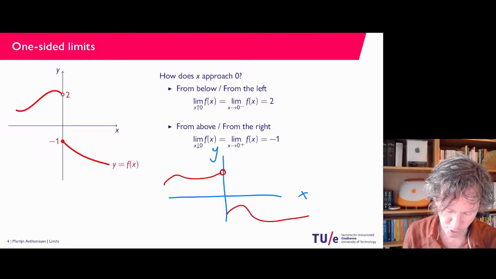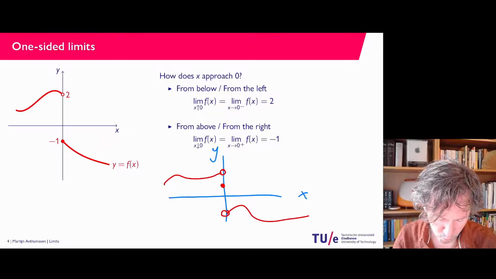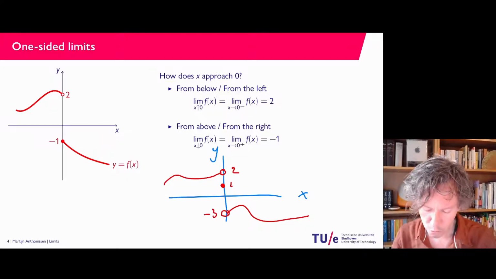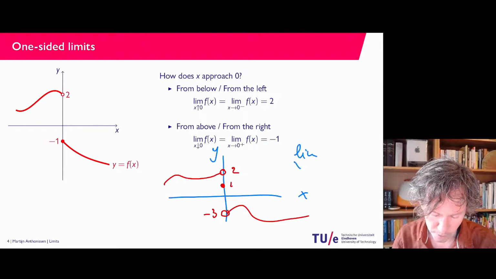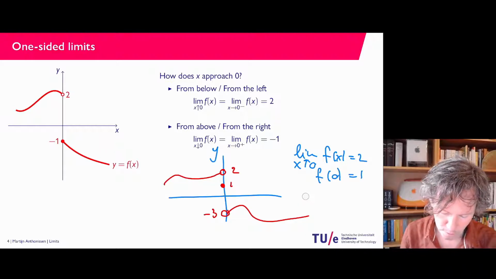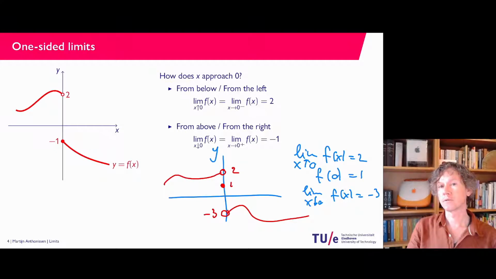Below, it does something else again, and also an open circle, and you can define the function value at this point to be yet a different value. If I say that this is 1, this is 2, and this is -3, then in this situation you would have that the limit as x goes to 0 from below of f(x) equals 2, f(0) equals 1, and the other limit, as x goes to 0 from above of f(x), equals -3. So you can even have that situation.